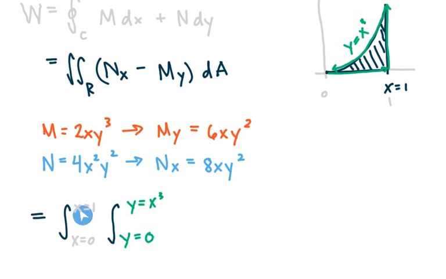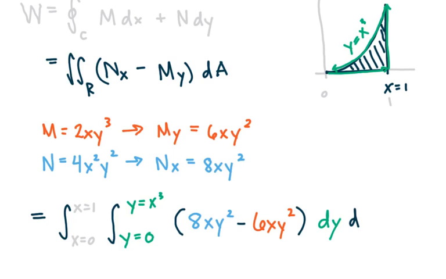The only way that this would change is if these were y, if we said y from 0 to 1, and then for my x's, we'd have to rearrange to get the cube root of y. Anyhow, N sub x is 8xy squared minus M sub y, 6xy squared. And then, of course, the way I've set up my bounds, we're going to say dy, then dx.